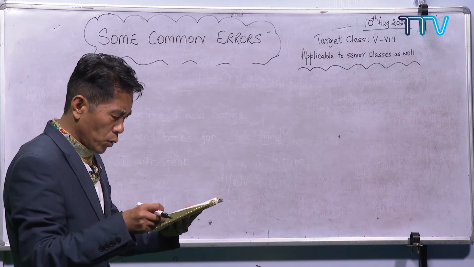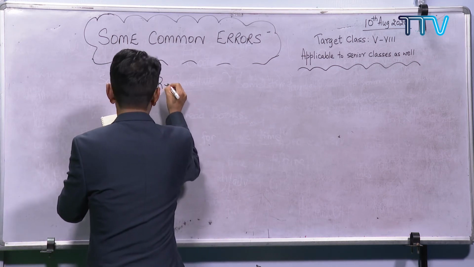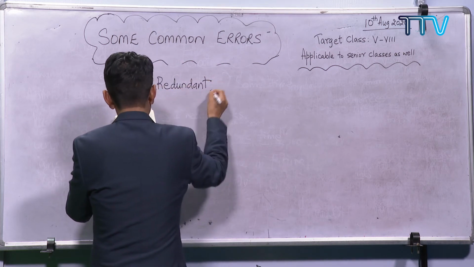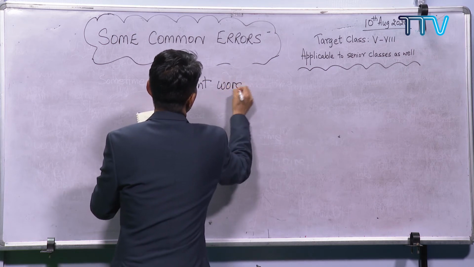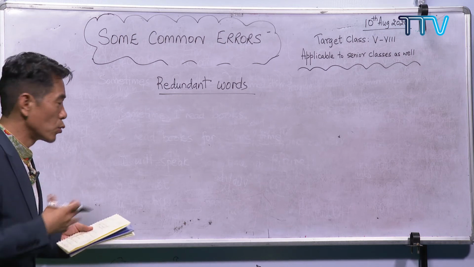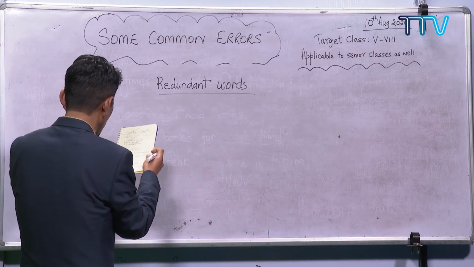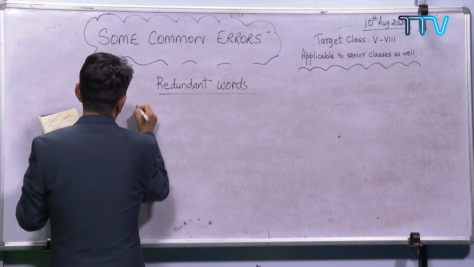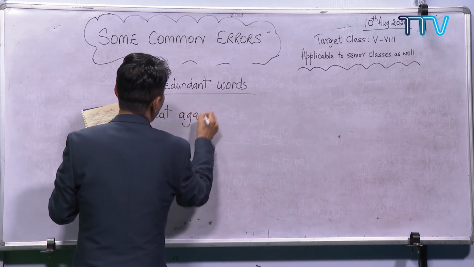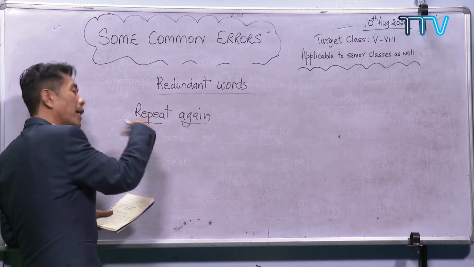I want to talk about redundant words, which is important. Redundancy, or redundant words. Redundant words is a common error. We tend to repeat, we tend to add additional words. When I write the example, I'm sure you can easily understand. For example, "Can you please repeat again?" This kind of mistake is called redundancy. "Repeat" and "again": repeat means again.